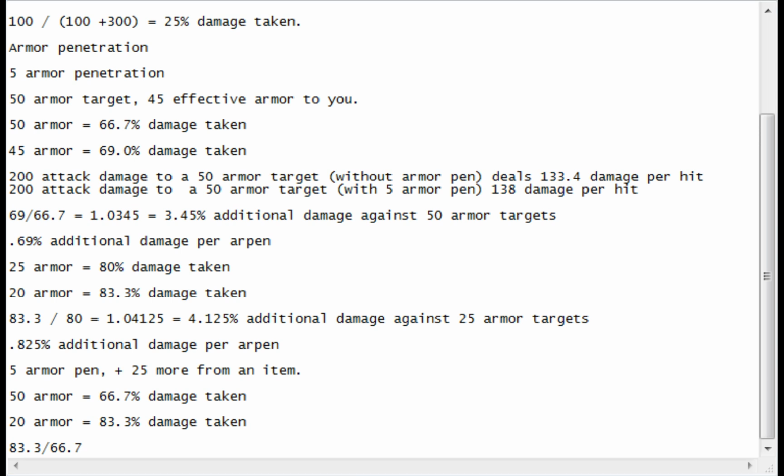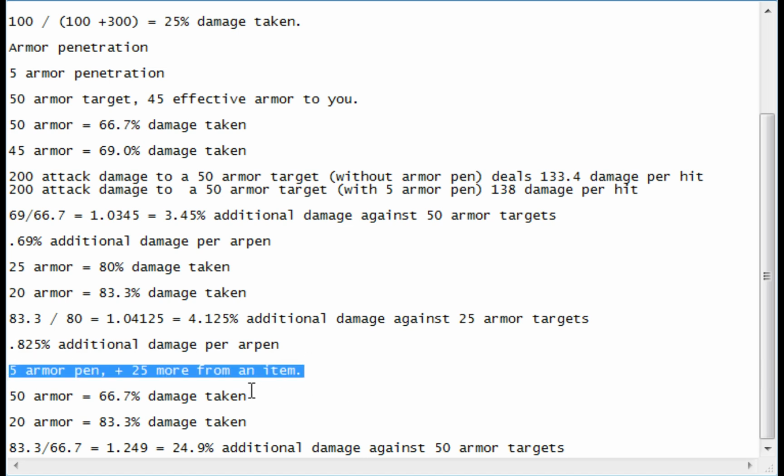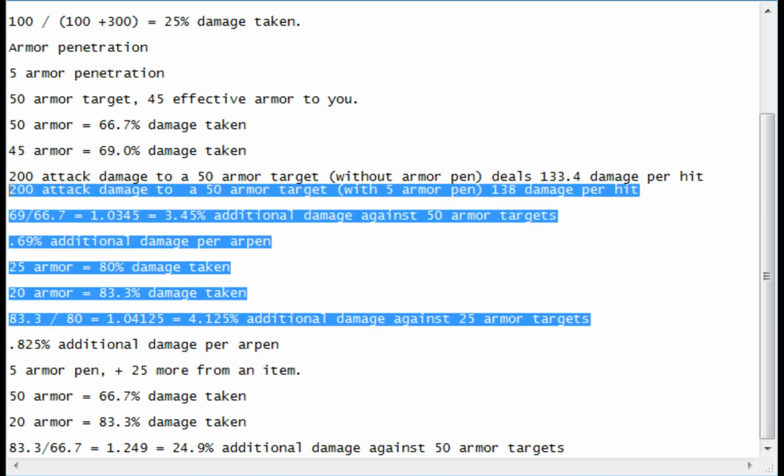83.3 over 66.7. And you now have 1.249 or 24.9% additional damage against 50 armor targets. And that's looking at this 5 armor penetration plus 25 from an item. So this 30 armor penetration total, ignoring this stuff up here now.